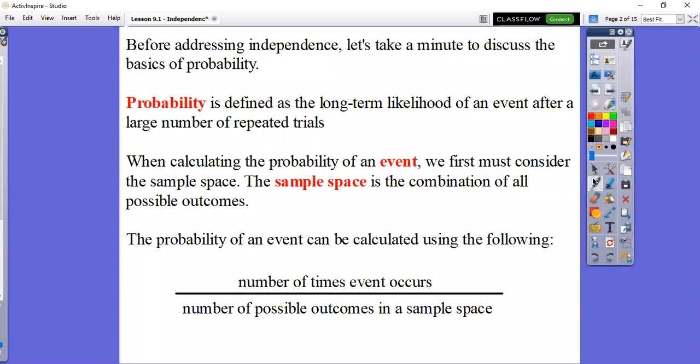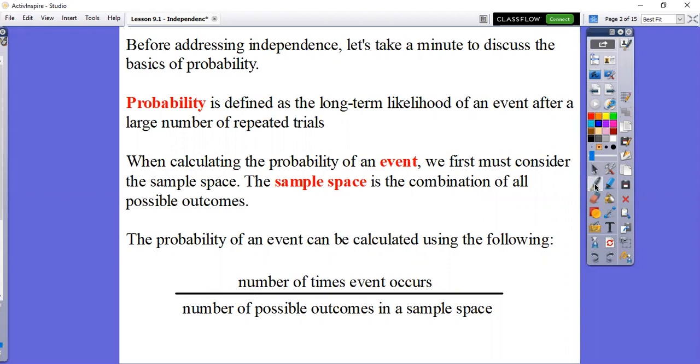So before talking about these, let's just talk about the general idea of probability. Probability is the long-term likelihood of an event after a large number of repeated trials. Basically, something like flipping a coin. You wouldn't think the first time you flip a coin, you get heads and, oh, there's a 100% chance you get heads. What it means is the long run number of trials. So if I were to flip a coin millions and millions of times, I would expect about half the time I'd get heads and about half the time I'd get tails.